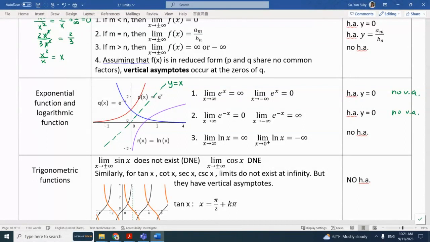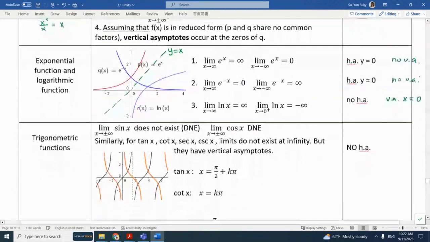The domain. Remember the domain for natural log of x? All positive numbers. The range is all real numbers. So in this case, when x goes to infinity, natural log of x goes to infinity. When x goes to 0 from the right, y goes to minus infinity. Therefore, we have a vertical asymptote at x equals 0, but no horizontal asymptotes. Is that okay, everybody? Okay, that's exponential and log functions.